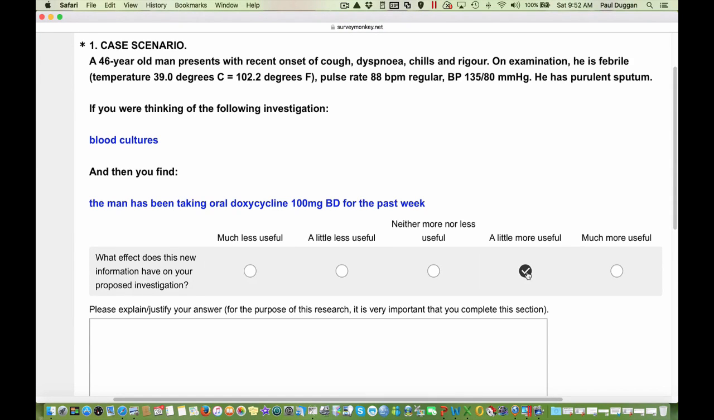This question requires a decision about the utility of an investigation, blood cultures, in a patient with a febrile illness and respiratory symptoms, who has been on an antibiotic for a week. You are asked to determine if the new information, that is, the use of the antibiotic, has any bearing on the utility of blood cultures in this scenario. There is no correct answer. What is provided here is for illustrative purposes only.